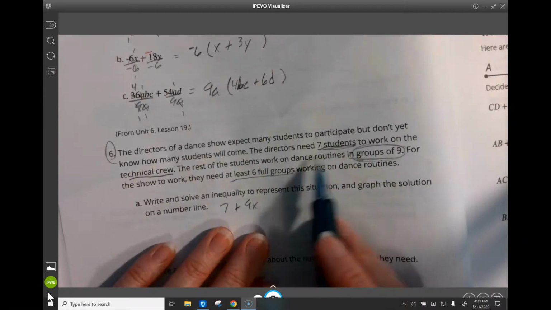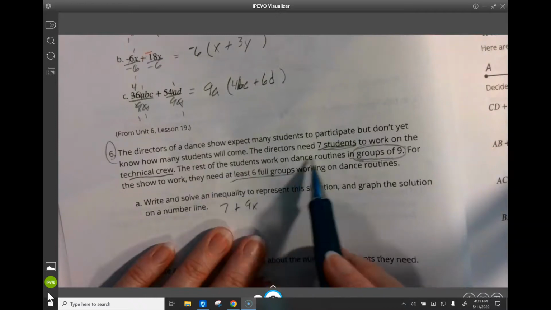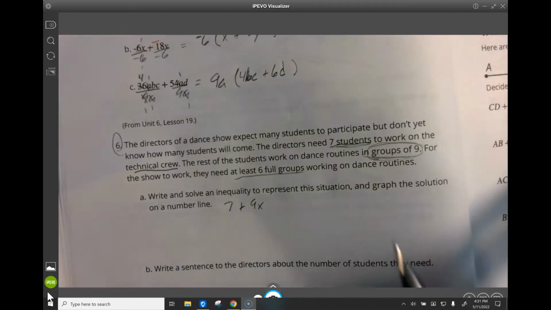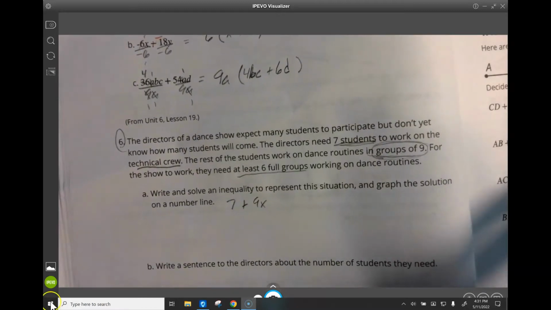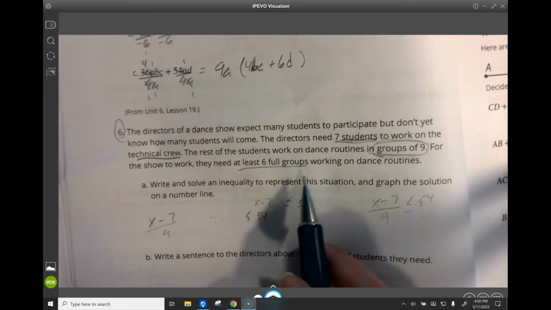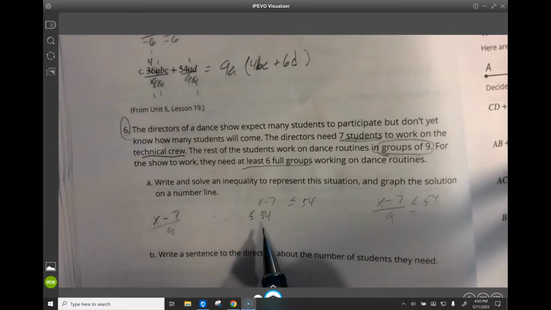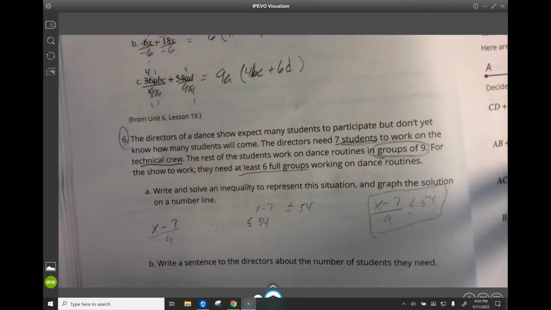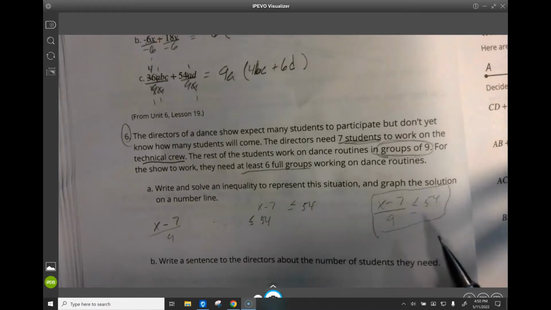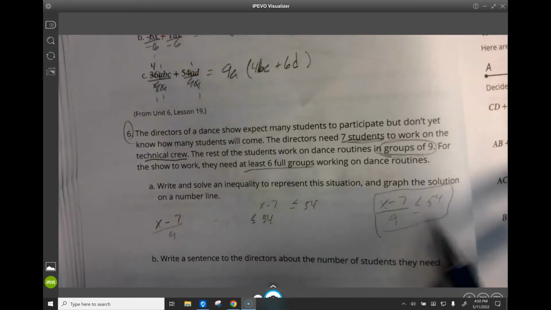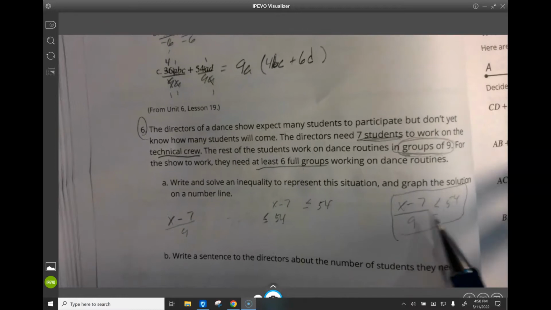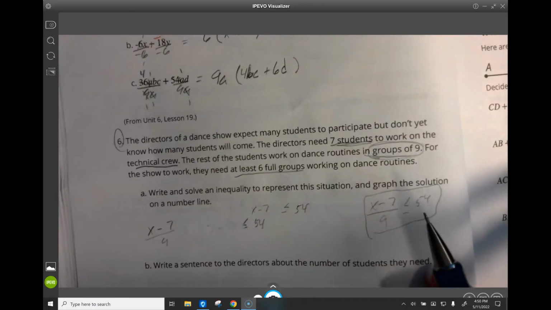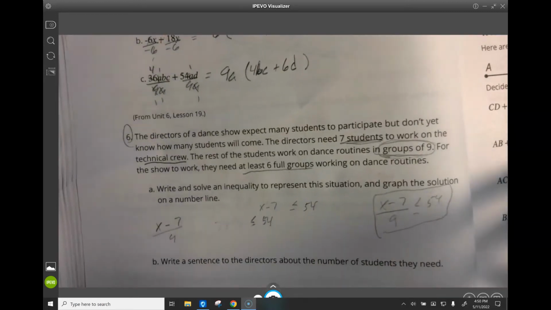So the rest of the students work on dance routines in groups of 9. So we're going to have to pause and look at this one again because I'm confused. I don't know about you. I'm not sure exactly what we're supposed to do. If I were in an algebra class, I would say that would be my inequality. But here's the good news for you. I'm not going to worry about it because it is so dang confusing. When I solve this equation, I can tell you, it's 479 students. So you know what? We read through it. We're going to count that as our reading lesson today.